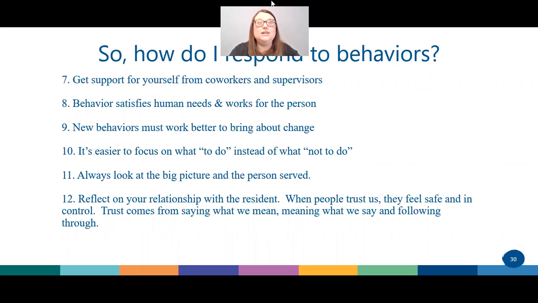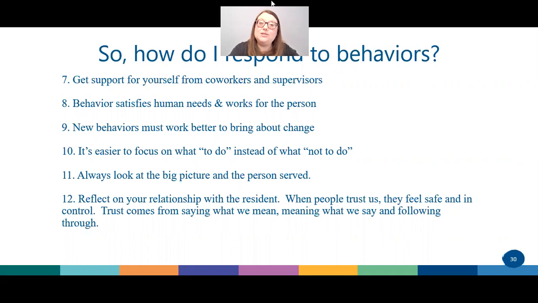Or maybe they just have more experience dealing with that client or that resident. They can give you some ideas of the best way or the best time to approach that particular resident to help them to de-escalate. Please also remember that behavior is satisfying a human need and it works for that person. If it didn't work, they will try a different behavior, which is exactly what number 9 says.